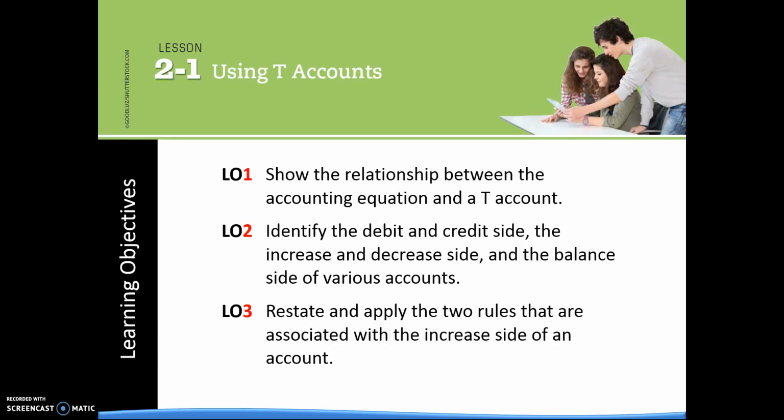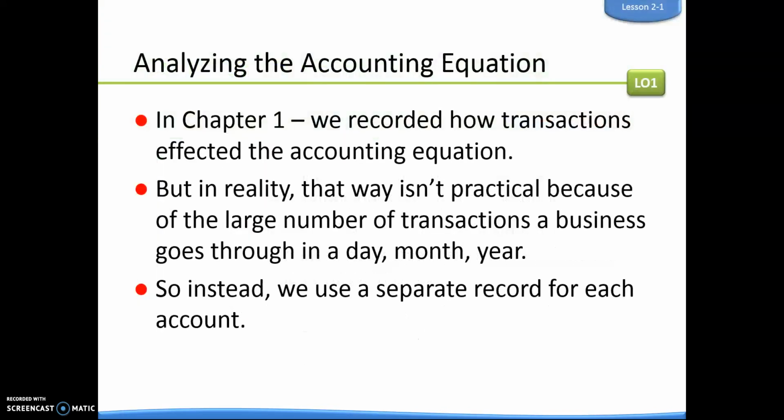We're going to talk about those T accounts that I kind of alluded to during chapter 1. So we're going to talk about the relationship between our accounting equation and our T account. Then we're going to talk about what the debit and credit sides are, the increase and decrease sides, and also the balance sides of our various accounts. And then we're going to talk about the two rules that are associated with the increase side of an account. So let's get started here.